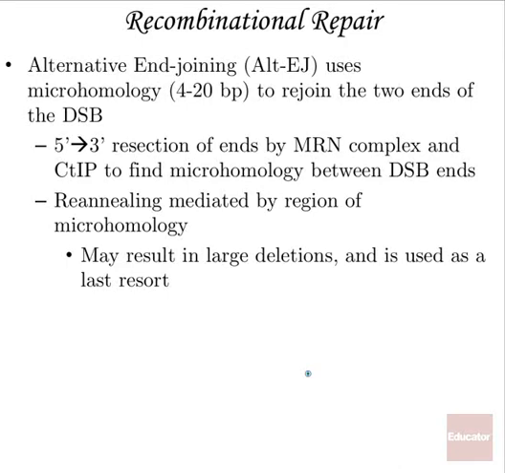Alt-EJ, alternative end joining, uses microhomology to rejoin the two ends of the double-strand break. What microhomology means is it finds some sort of match, a minimum of 4 base pairs long, between the two strands. So, how that would look.